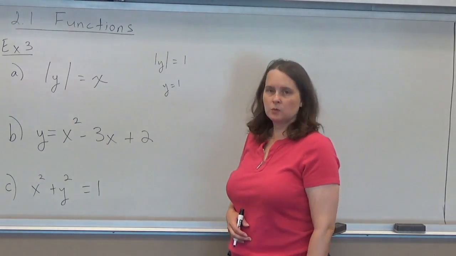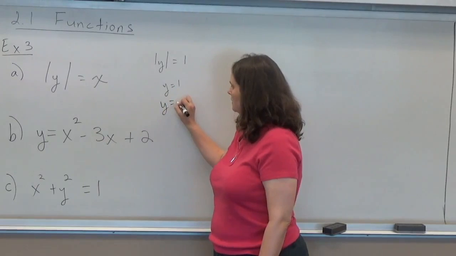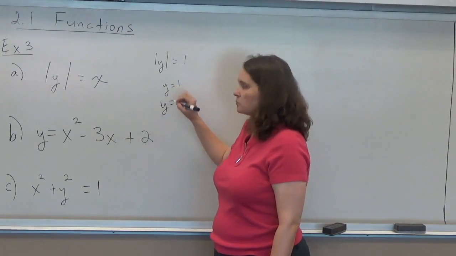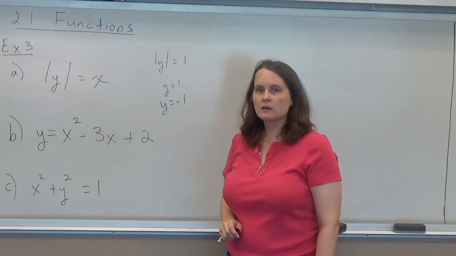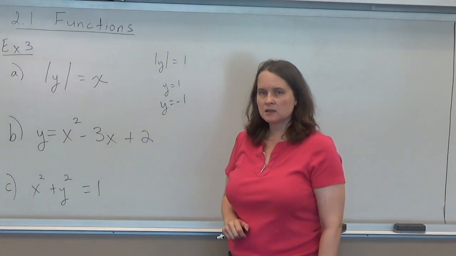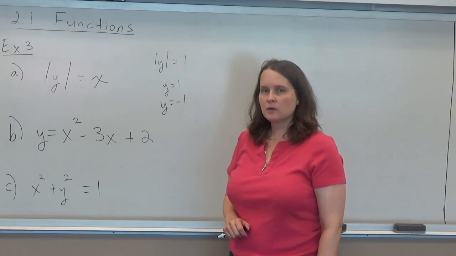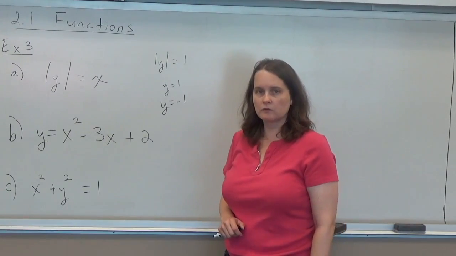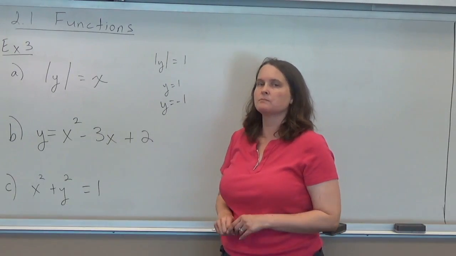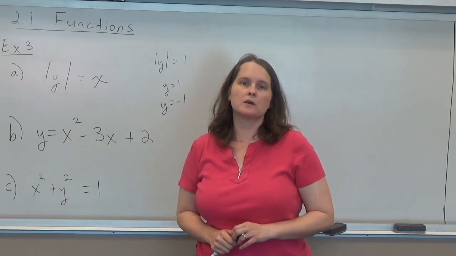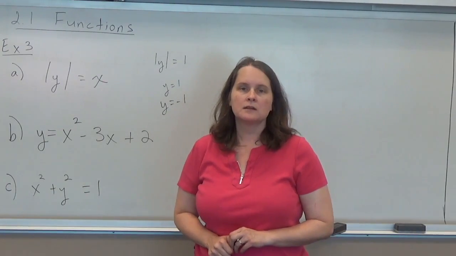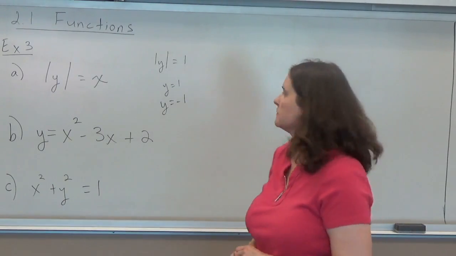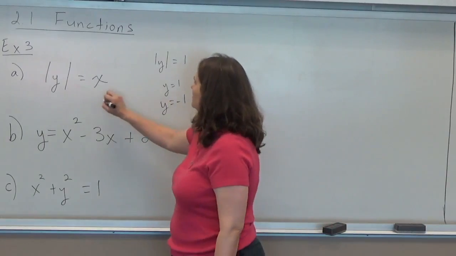Yes. If y equals -1, you're going to have the absolute value of -1 equals 1, and that's also a true statement. So what does that tell us? We found that when x equals 1, we've got two y values that are going to work for this. So you've got an x value that's being matched with two y values. Would that be a function? No, it's not. That's not a function. So this one is no.